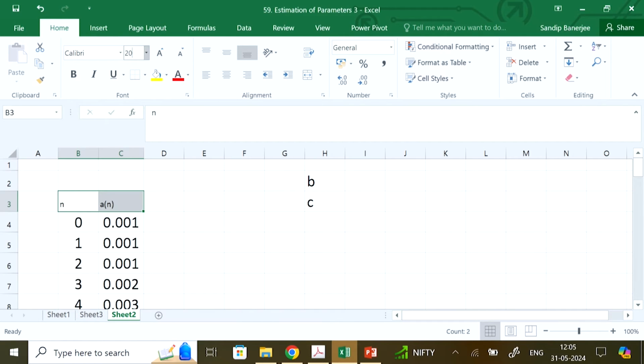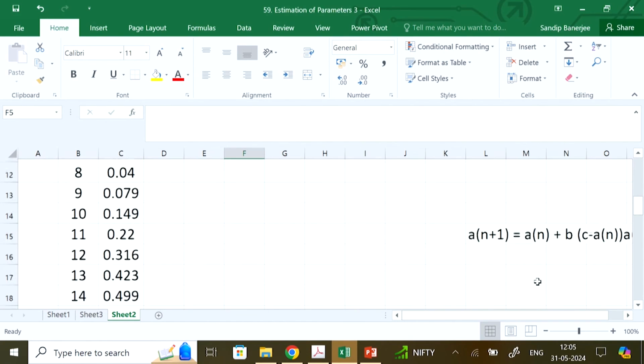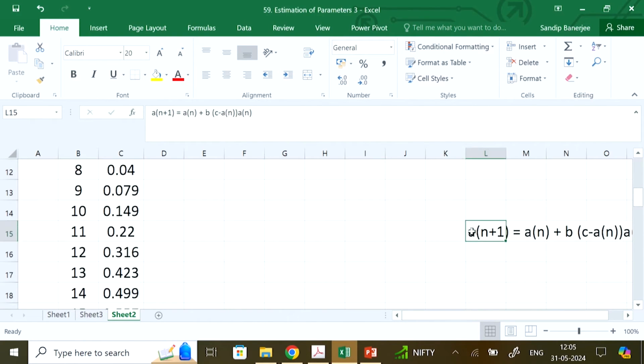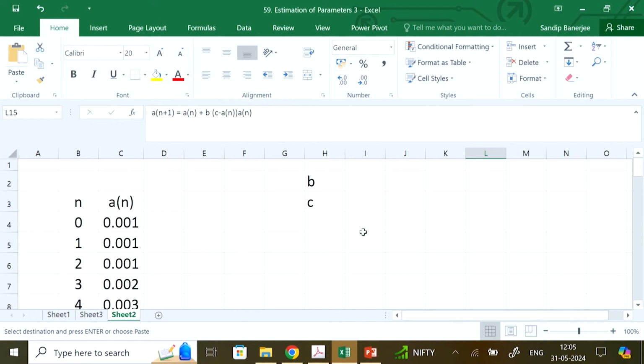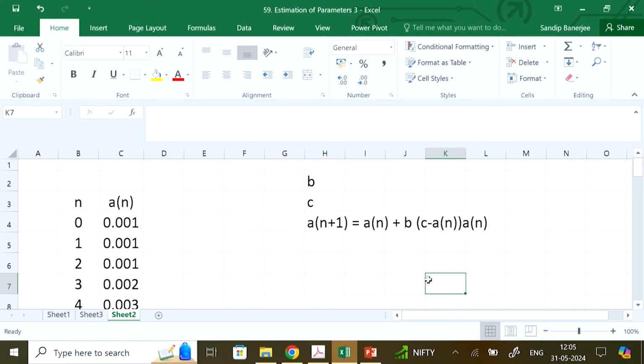So, I make them 20 and this. In this particular case also, since it is growth data, I will be using the logistic equation, but now here I will estimate both B and C. So, I just put some 0.1 and 0.1.